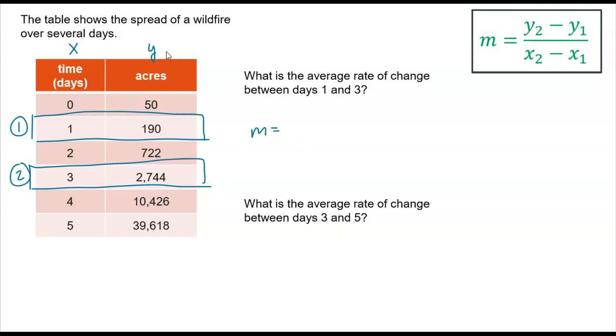So I'm doing y2 minus y1. y2 is 2744. y1 is 190. x2 is 3. x1 is 1. Now I need my calculator for this. 2744 minus 190. I get 2554 for our numerator and 2 in the denominator. Overall, that is 1277.